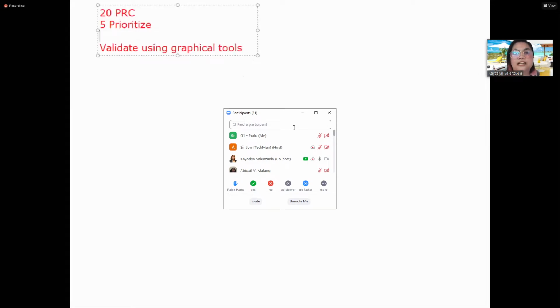Sabi natin, di ba kanina, paano ko malalaman kung saan ako matatapos sa fishbone, kung alin talaga dun yung root ko, yung potential root cause? If, ano nga yung dalawang tips na binigay ko sa inyo? How to know when to stop kapag nag-fishbone tayo? Ano nga yung dalawang yon?